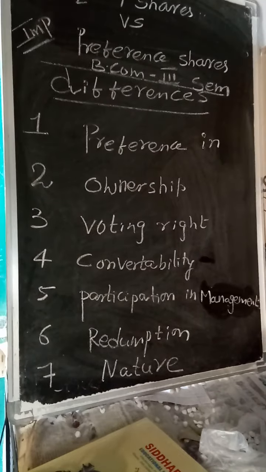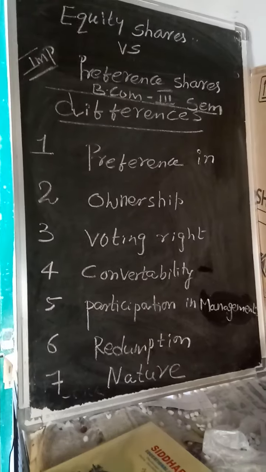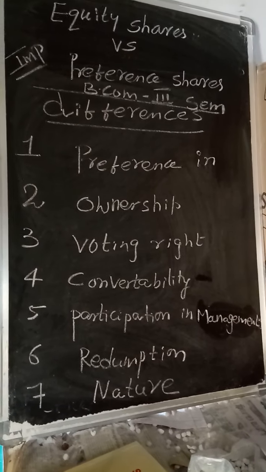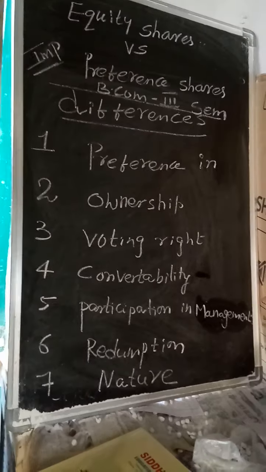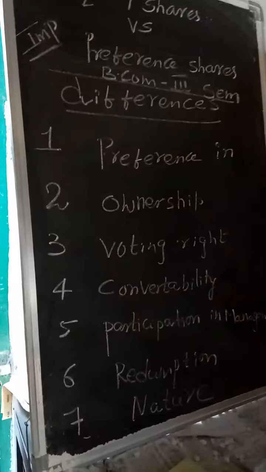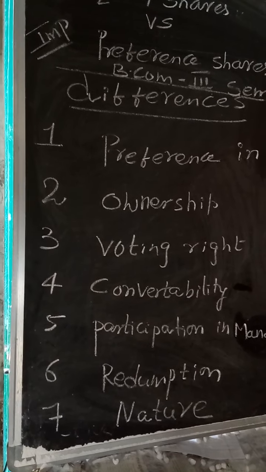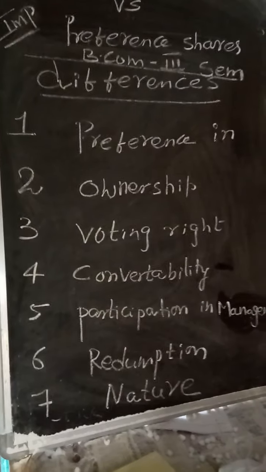If you want to write voting right, the equity shareholders have all the voting rights. They can participate in the company meetings and they can vote, whereas the preference shareholders do not have any right to vote. Convertibility means the equity shares cannot be converted into preference shares. However, preference shares can be converted into equity shares. These are the differences between preference shares and equity shares.